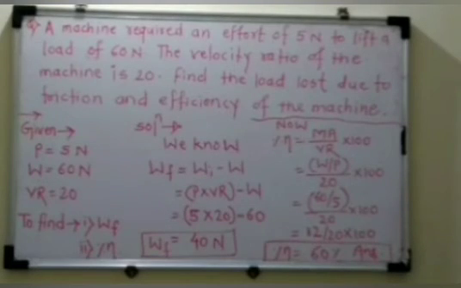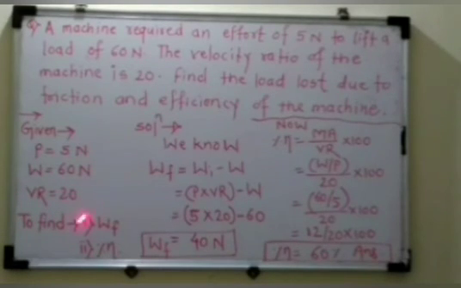Now in this next numerical, again we have to follow the same procedure. First of all, read the numerical very properly. Again see, a machine required an effort. That word effort gives us the identity of the numerical, that means this numerical is of a simple machine. So now we have to write the given data. A machine required an effort of 5 Newton, so P is 5 Newton, to lift a load of 60 Newton, that is W is 60 Newton. The velocity ratio of the machine is 20, that is VR is 20.